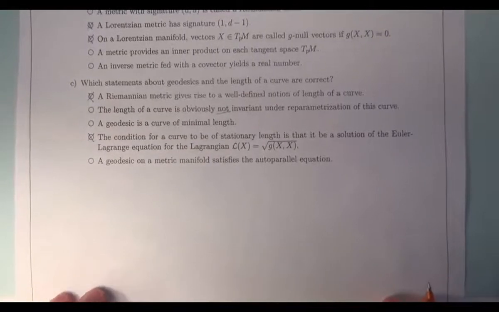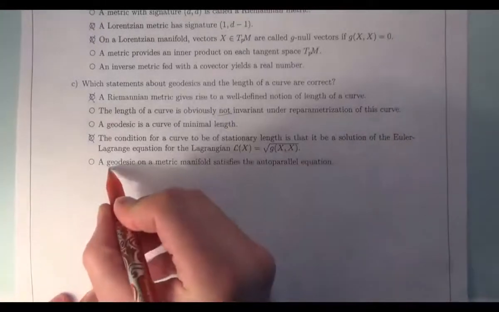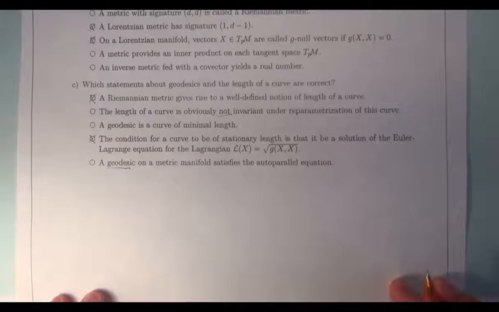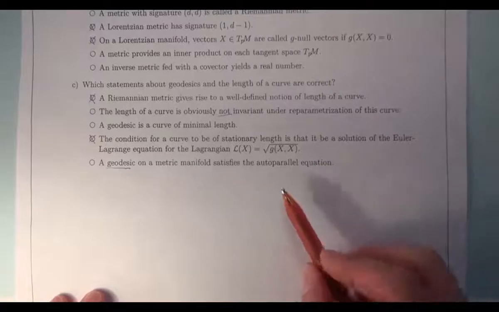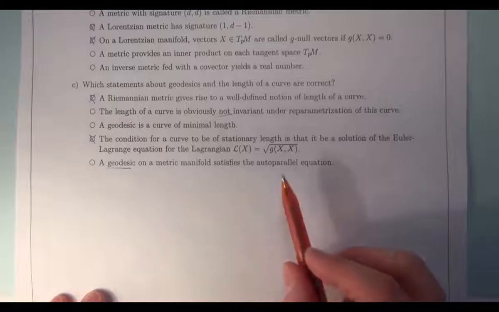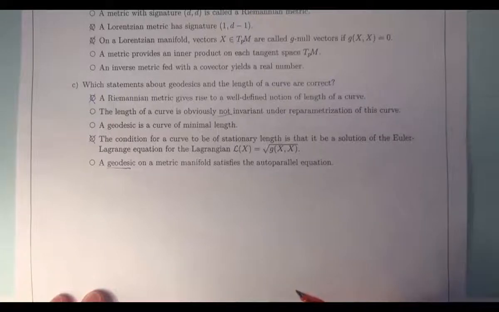A geodesic on a metric manifold satisfies the autoparallel equation. Therefore, some words have to be said. Geodesics describe the shortest curves between 2 points, and the autoparallel describes the straightest curves between 2 points. So these two notions are in general distinct. But if we choose the Levi-Civita connection, these two notions are the same.